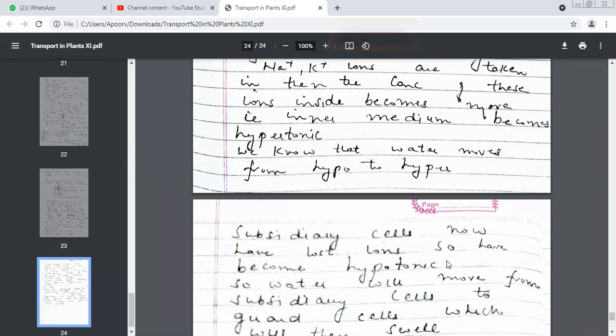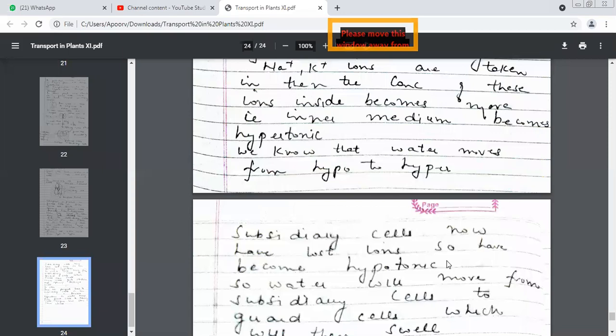Okay. Now the concentration of these ions has increased in the guard cells. So guard cells have become? Hypertonic. Yes. And the concentration of these ions is decreased in the subsidiary cells. So the adjacent subsidiary cells have become what medium now? Hypotonic. Very good.